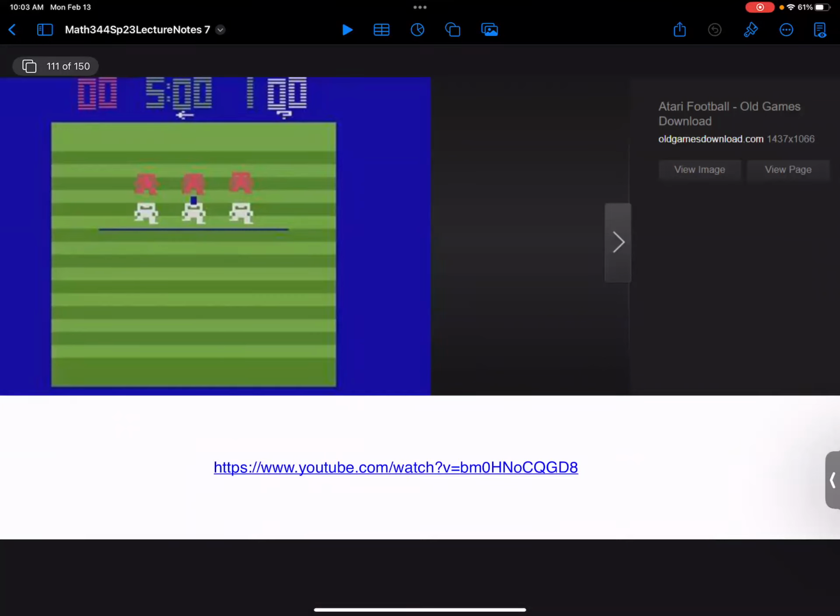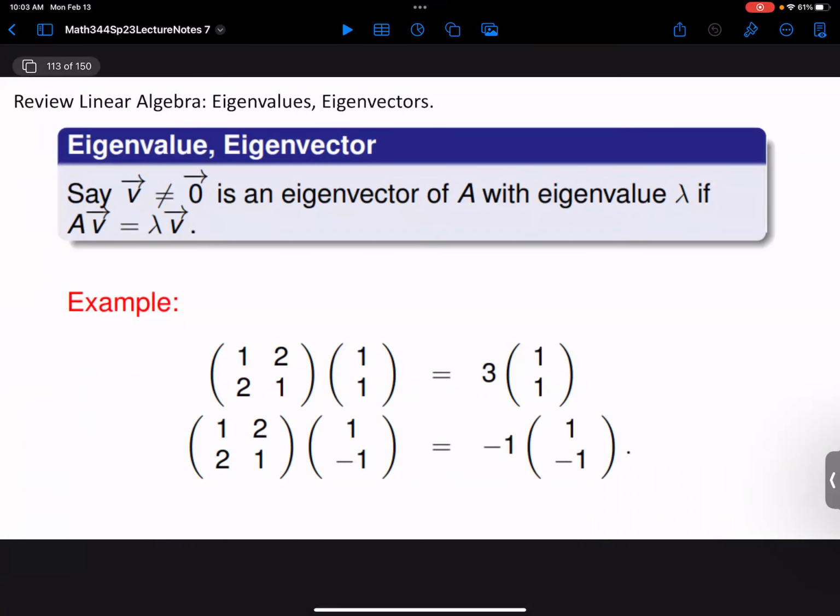How many people remember what an eigenvalue eigenvector is? All right, so not everybody remembers entirely. So a vector is a quantity that has both magnitude and direction. A matrix, there's a lot of ways of viewing what a matrix does. A matrix often takes a vector as input and gives you a new vector as output. And typically, the new vector will have a different length and a different magnitude.